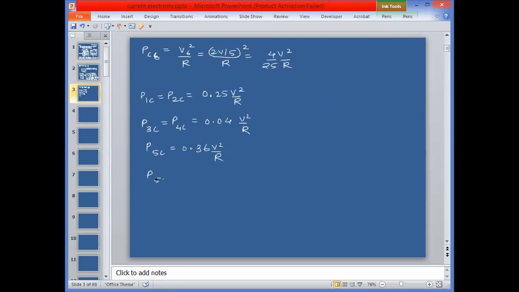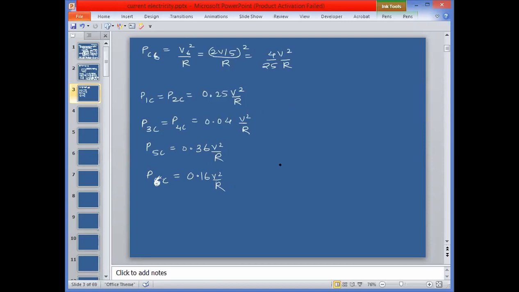And the power consumed by the sixth bulb. That is in front of you, 4 by 25. 1 by 25 you already know. 1 by 25 is 0.04 into 4, 0.16 into V square upon R.